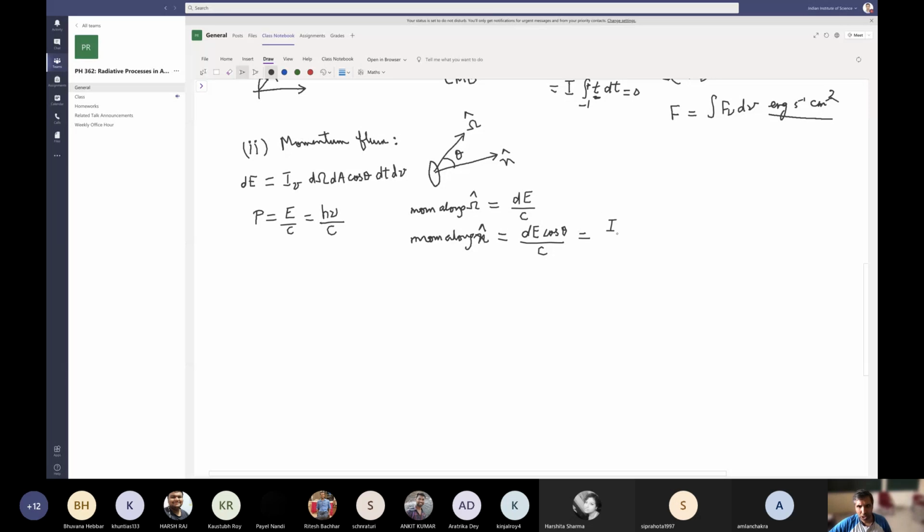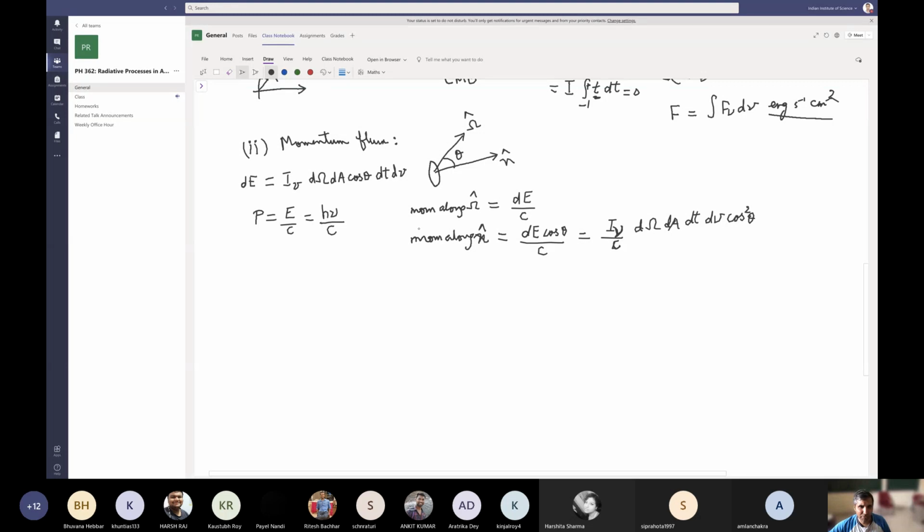I nu by c times d omega dA dt d nu times cos square theta. Okay, now this is the momentum along n hat due to photons which pass at an angle theta.